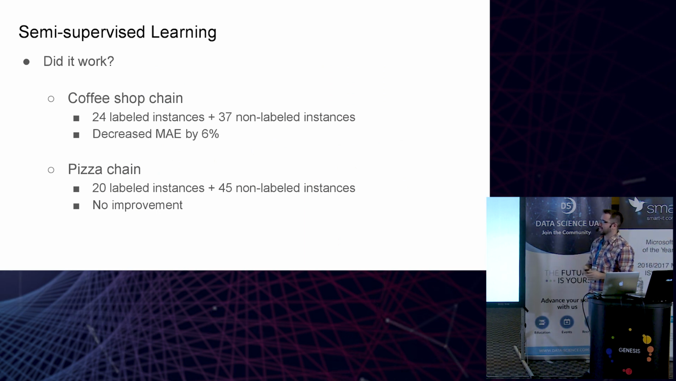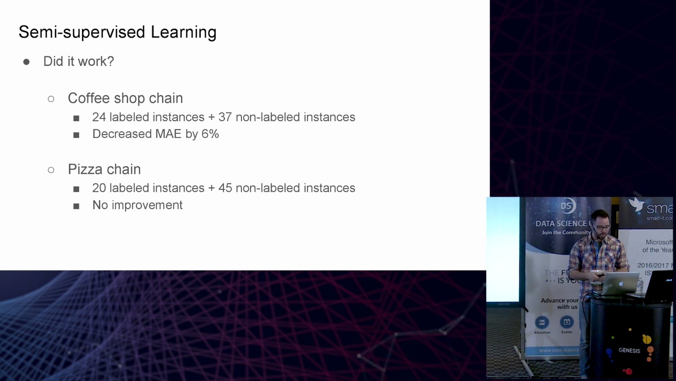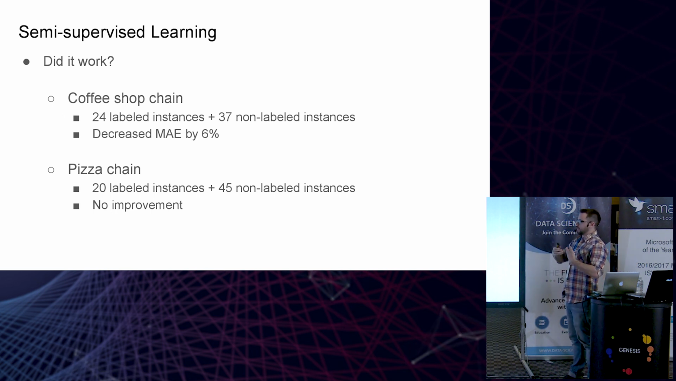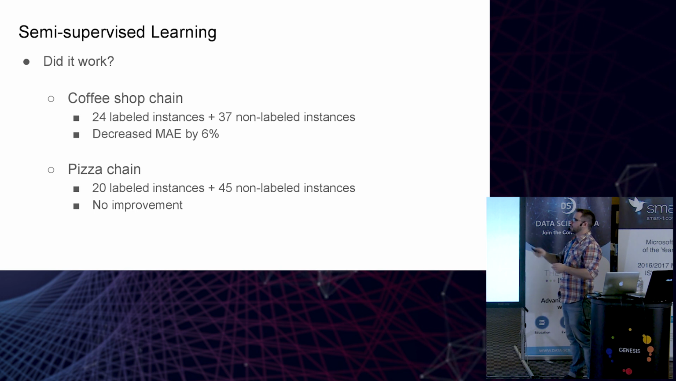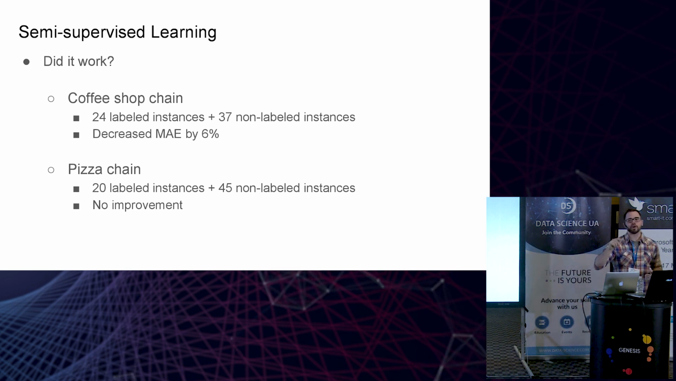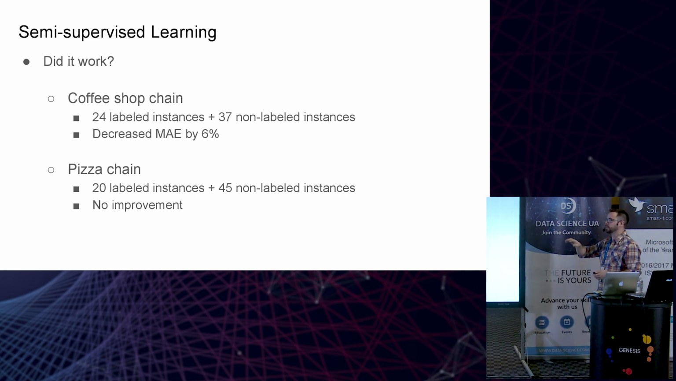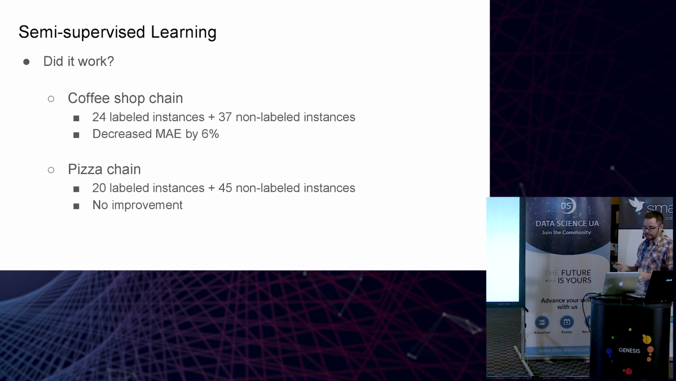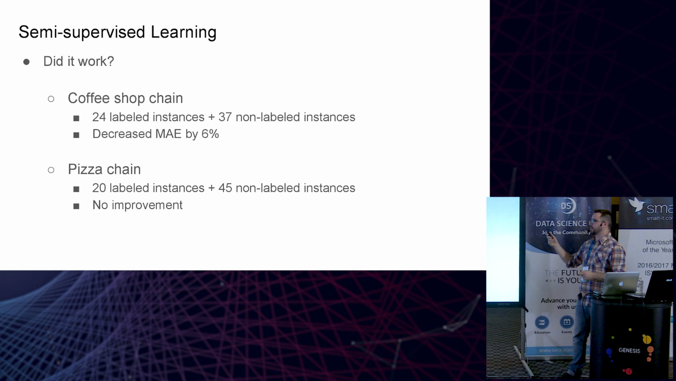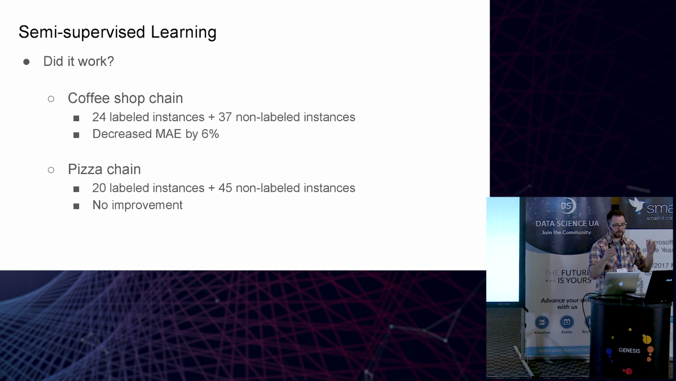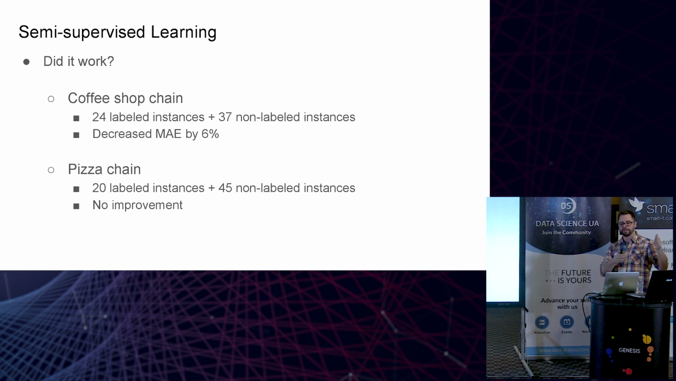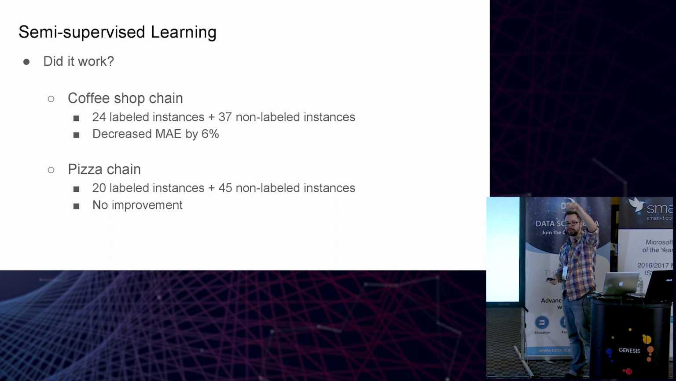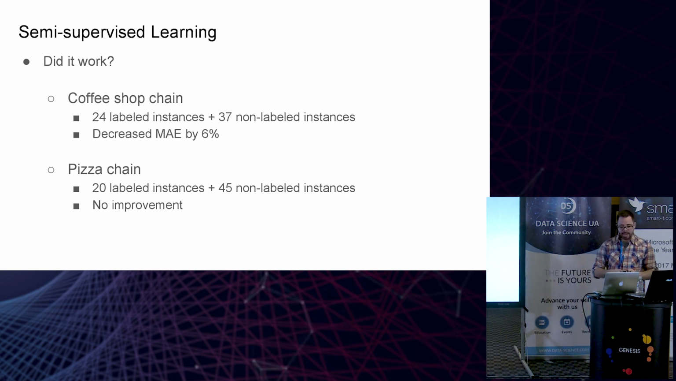Did it work for our case? I would say 50-50. For one coffee shop chain, we did the model where it had 24 labeled instances. That's the coffee shop we were working with. And then we tried using the data of 37 other coffee shops similar to this one, but they were not our clients. We found that actually it helped. It decreased the mean average error by 6%. But for a pizza chain, we tried the same. We had the 20 labeled instances of that chain we were working with, and we added some non-labeled data from the competition, just where these other pizzerias were, but we didn't know how much they were selling. And we saw no improvement in that case.